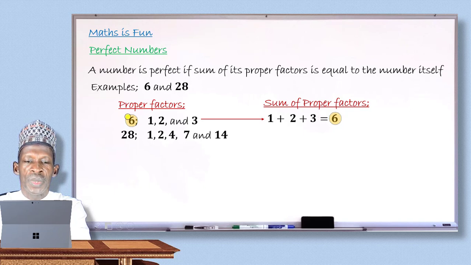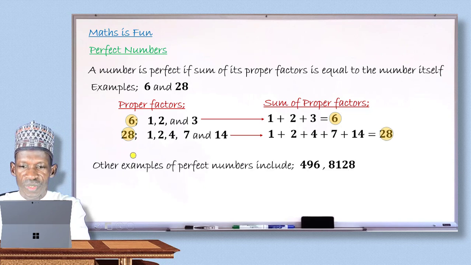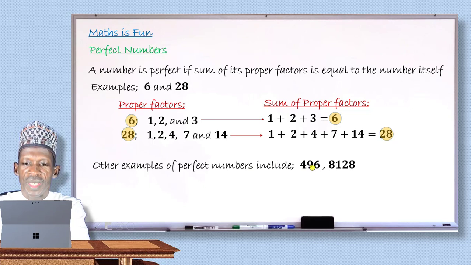Which means 6 is a perfect number because the sum of its proper factors is the same as the number itself. Similarly, 28, if I add these proper factors, that is 1, 2, 4, 7, and 14, it will give me 28. And the 28 you can see is the sum and is the same as the original number, which means 28 is a perfect number. Let me give you other examples of perfect numbers. 496 is another perfect number. 8,128 is another perfect number. These are two other perfect numbers.